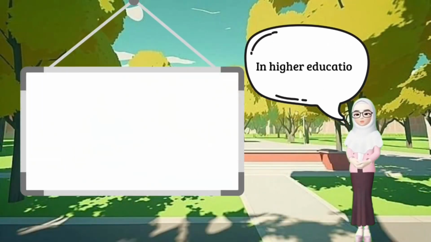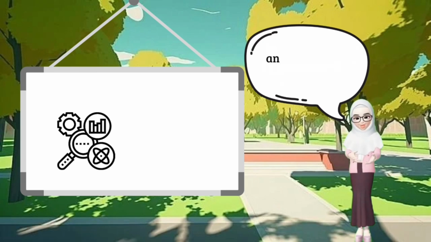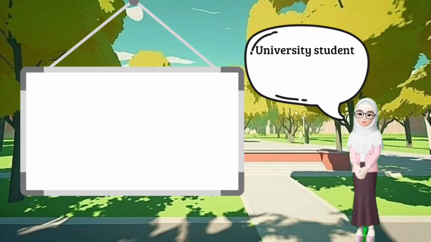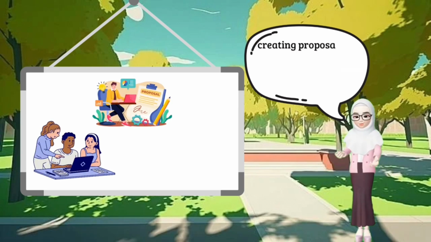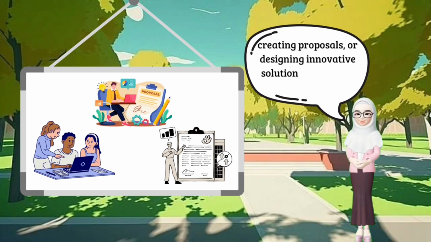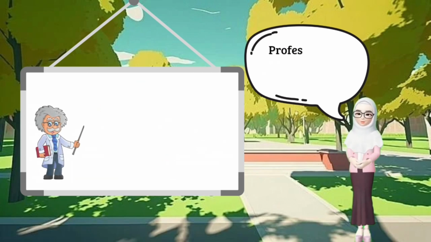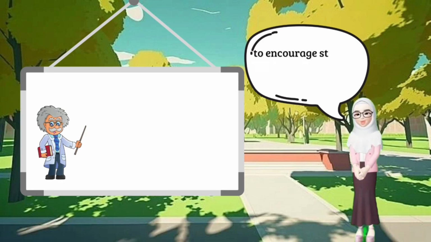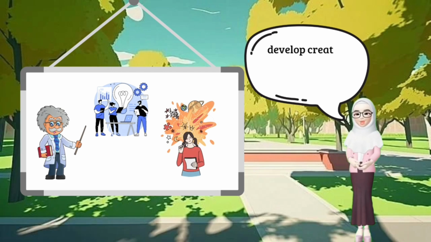In higher education, ideal listing plays a significant role in research and intellectual development. University students can use this method for research, creating proposals, or designing innovative solutions to complex problems in various disciplines. Professors can facilitate ideal listing sessions to encourage students to think across disciplines and develop creative, interdisciplinary approaches.